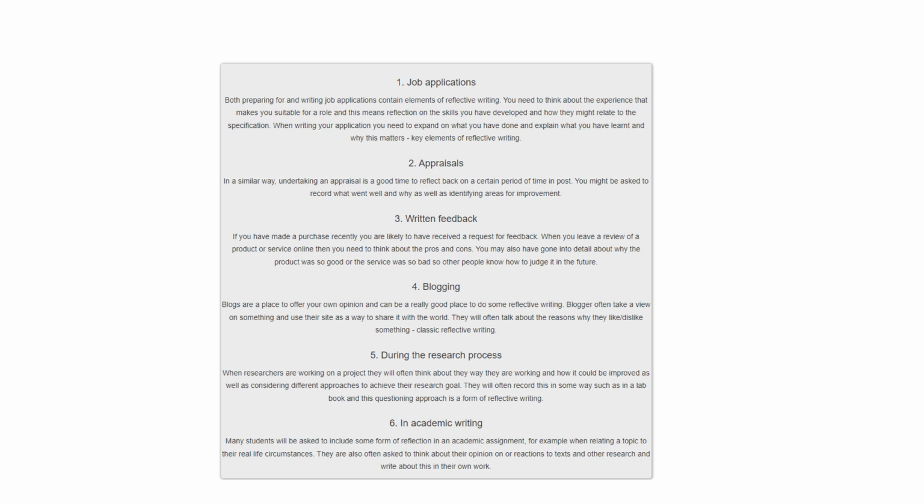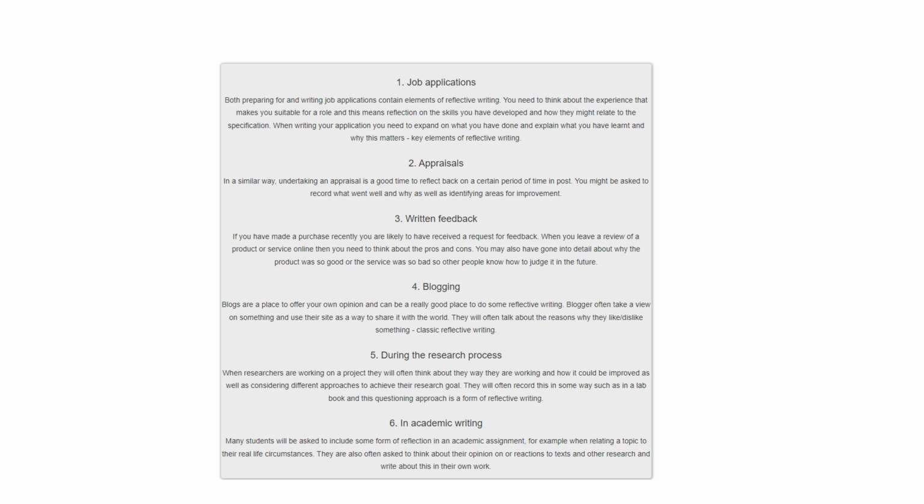Blogging. Blogs are a place to offer your own opinion and can really be a good place to do some reflective writing. Bloggers often take a view on something and use their site as a way to share it with the world. They will often talk about the reasons why they like or dislike something.